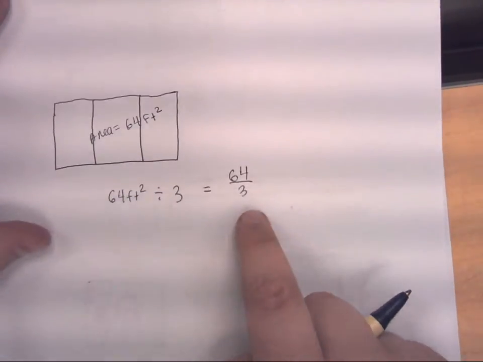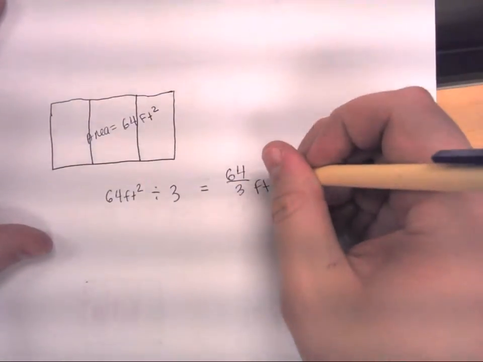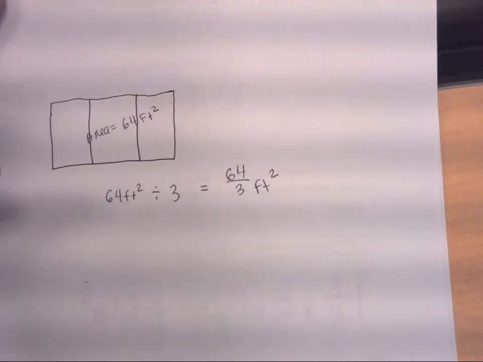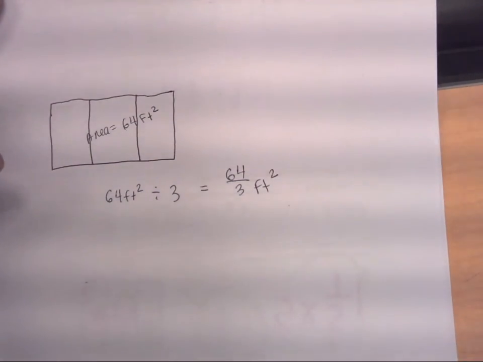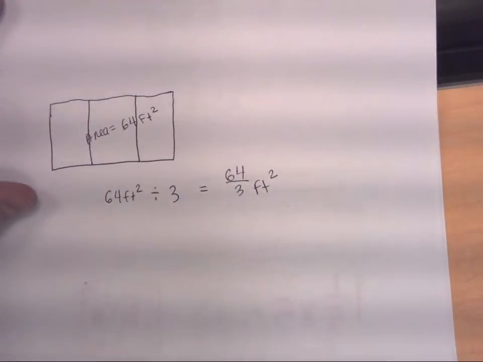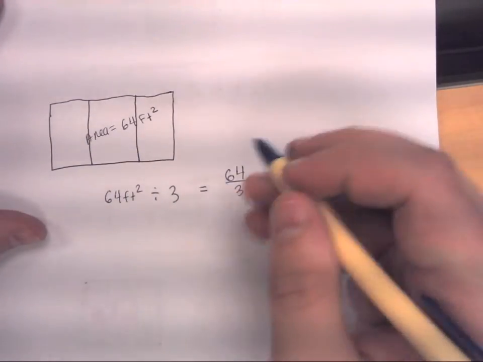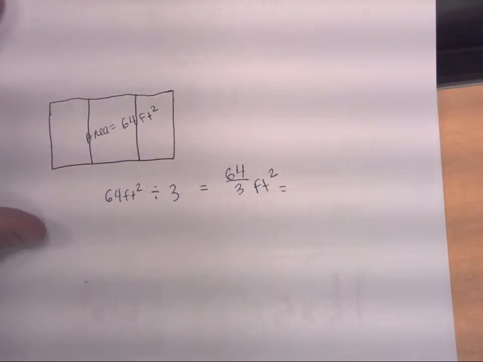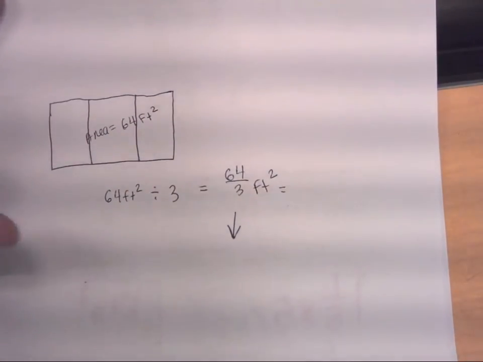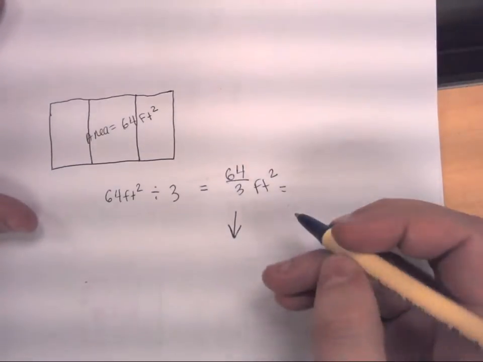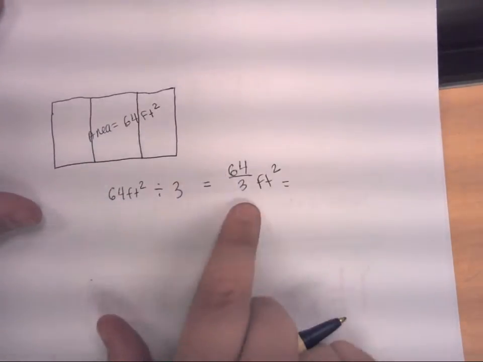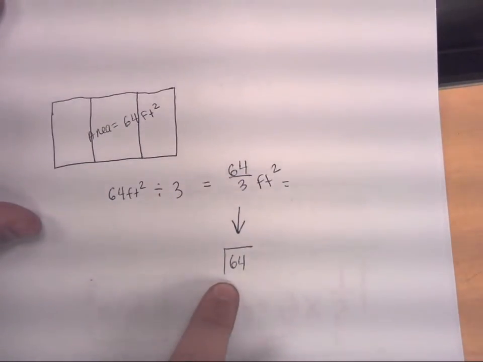Now, while 64 thirds square feet is technically the correct answer, that's a really weird way to think about the area of a parking space. So that's where converting fractions into mixed numbers is helpful in some situations. So the most straightforward way is to, again, remember that 64 thirds is the same as 64 divided by 3.